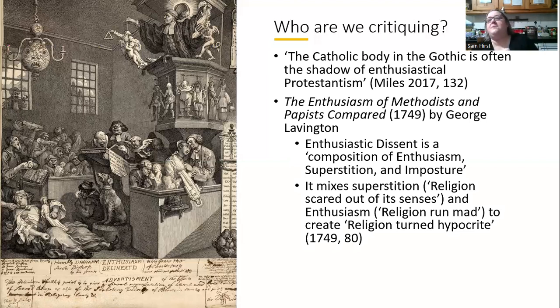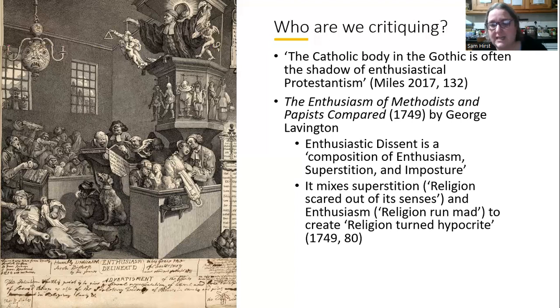It's illustrated by George Lavington in his massive 3-volume Enthusiasm of Methodists and Papists Compared, where he argues that the Methodists are simply like the early Catholic Church. They work in the same way. So he argues that both of them, and enthusiastic dissent now, is a composition of enthusiasm, superstition, and imposture.